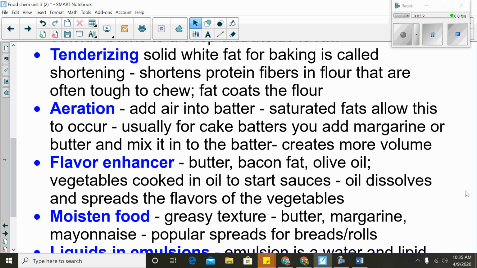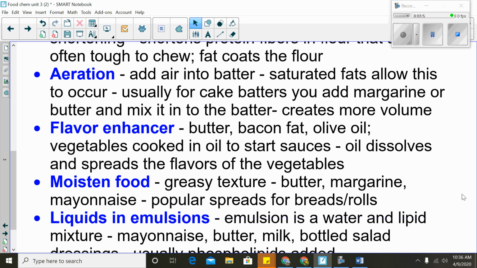Lipids are good flavor enhancers. Just look at butter, bacon fat, olive oil, great flavors. Vegetables are often cooked in oil to start sauces. The oil dissolves and spreads the flavors of the vegetables. The same is true for a gravy. Usually gravies start after meat is cooked. You take the meat out of the pan, use all those flavors that came out of the meat along with the oil that you cooked it in, and it starts the gravy.